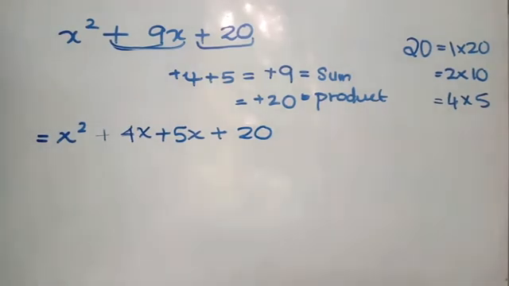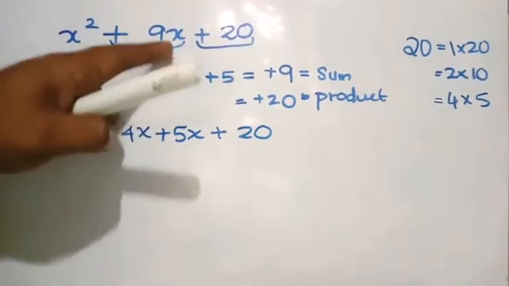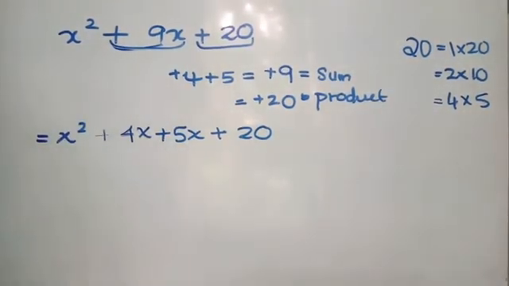So here what we do is we split the middle term. See, the middle term is plus 9x. We split it into two terms. This process is known as factorization by splitting the middle term. Okay, we split the middle term.